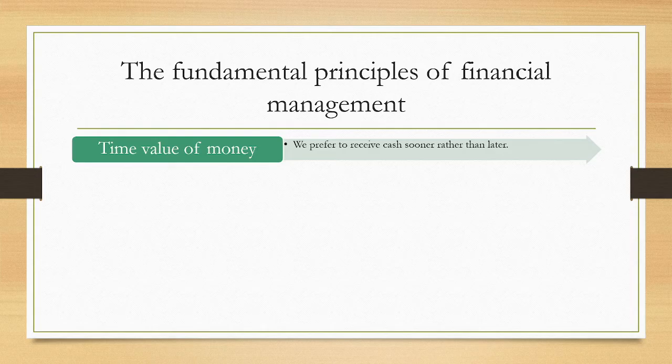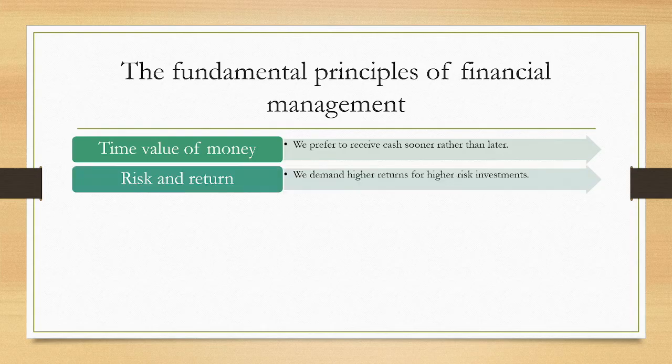Next, we have the principle of risk and return. We all like receiving money for no work. As soon as work is required, we demand higher compensation. Likewise, with an investor, they want as little risk as possible. As soon as risk increases, so the investor will demand a higher level of return.